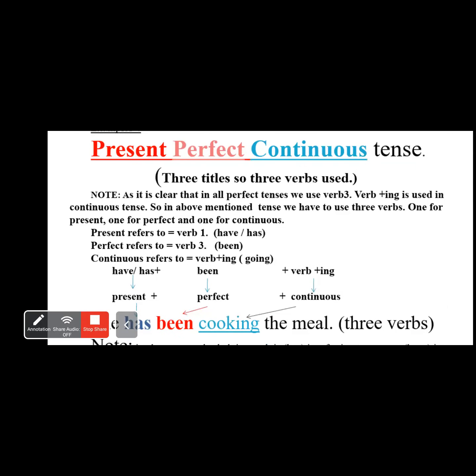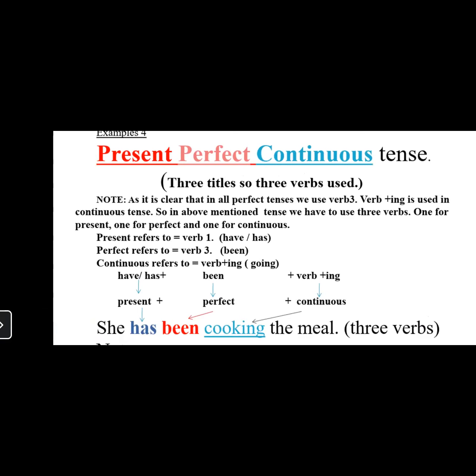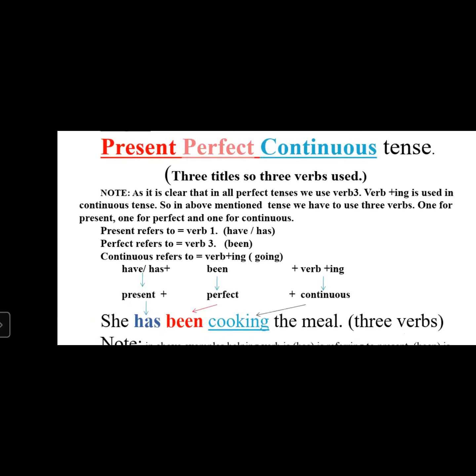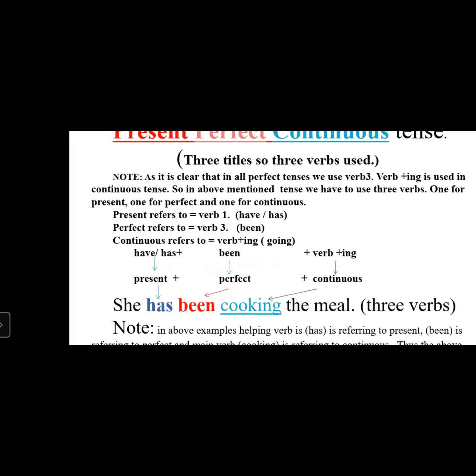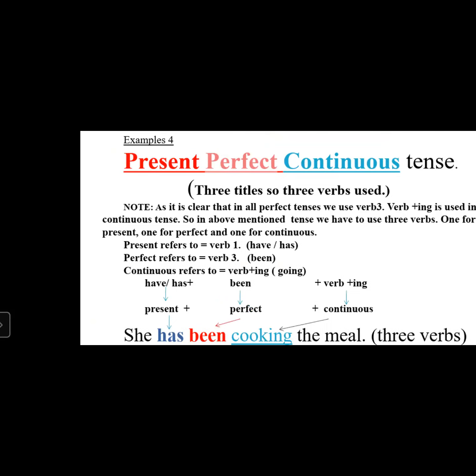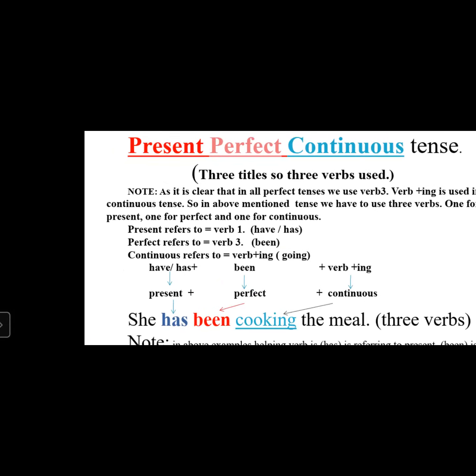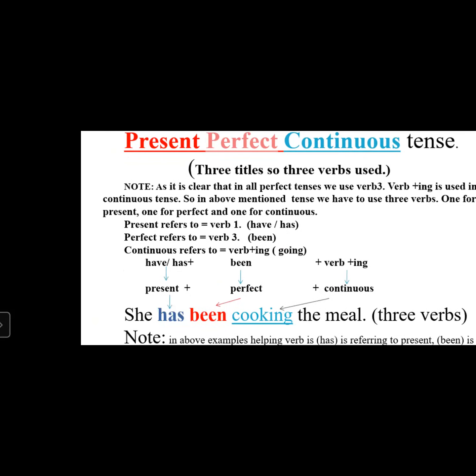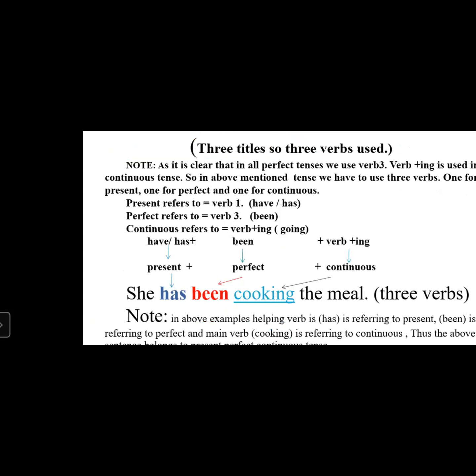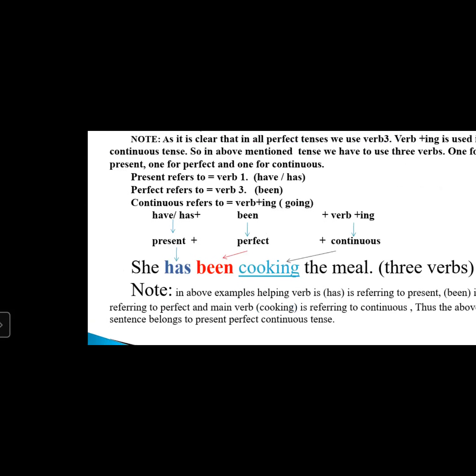और perfect में तो हम third form use करते हैं. So third form कौन सी? To be verb की. So what is the third form of to be verb? Been. और perfect में कौन सी helping verb फिर indicate होती है? Have or has. So here has is the first form. So has indicates present, been indicates perfect, and cooking indicates continuous. So she has been cooking the meal. So present plus perfect plus ing is equal to present perfect continuous.